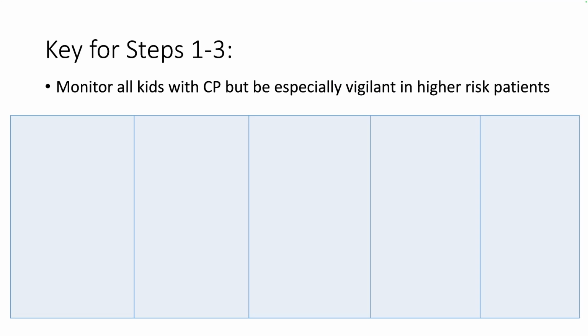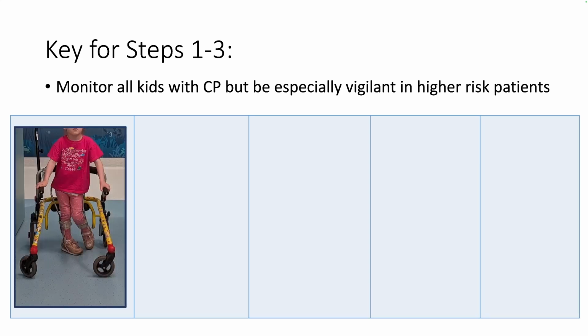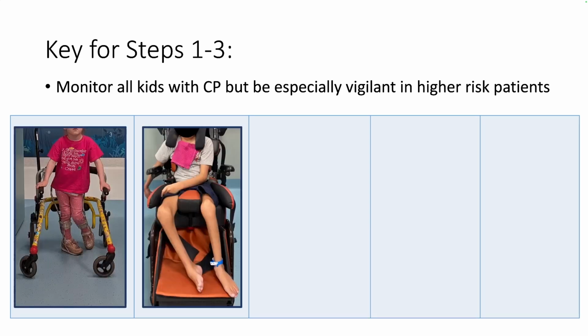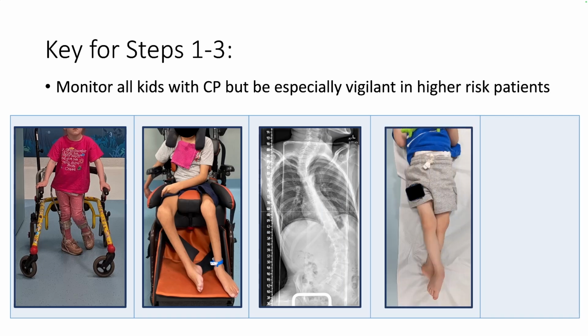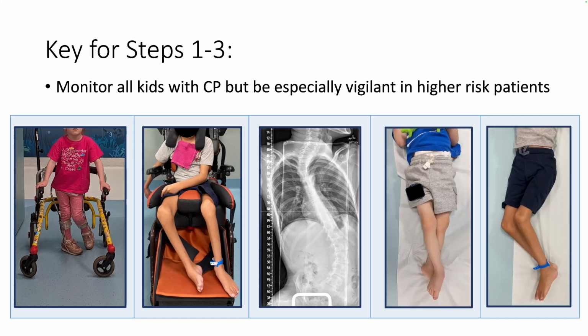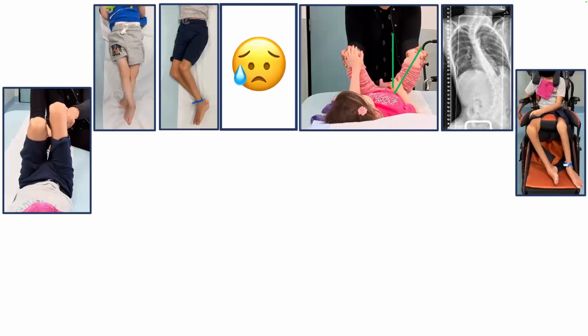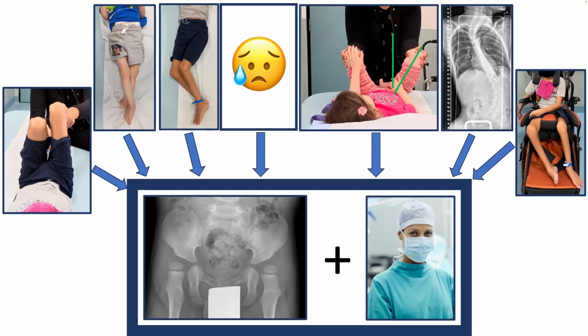All children with CP should be monitored for hip displacement, but be extra vigilant in higher risk patients, such as those who cannot walk without assistance, or at all, those who have a spinal deformity, or those who have abnormal hip position or range. In children with concerning or deteriorating clinical findings, including problems with function or comfort, order an AP pelvis X-ray and consult with a pediatric orthopedic surgeon regarding next steps.